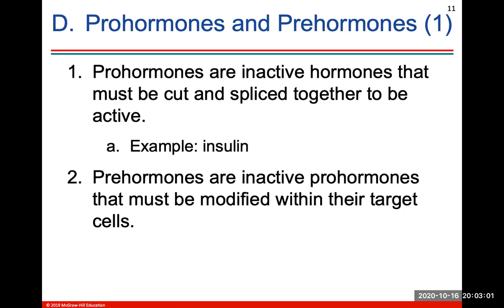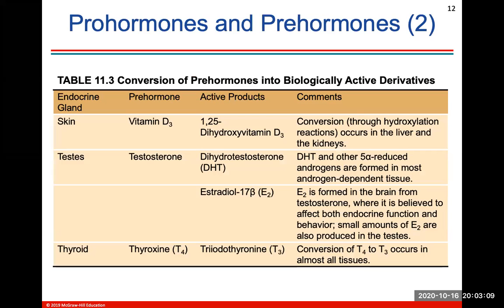Prohormones and prehormones are usually inactive. They must be cut and spliced together to be activated. An example of that is insulin. Other examples would be testosterone. And a big example of this is in your thyroid hormone. The inactive form is T4, and it has to be activated to T3, its active product.